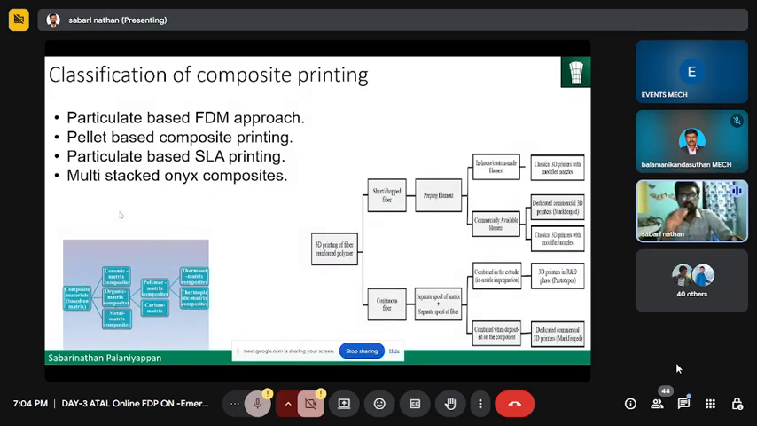There are a lot of approaches. One is a particle based approach, another is pellet based, another is wire based. One of the best printers for making composites is the Onyx printer, which uses carbon fibers along with nylon. They mix them together and make Onyx composites.